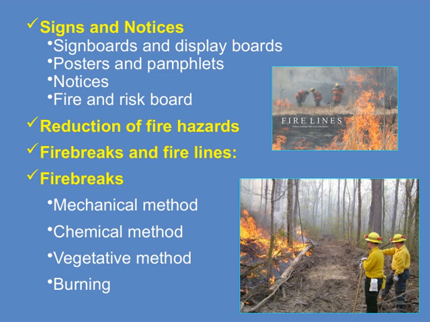There are several ways to establish these fire breaks. The mechanical method involves physical removal of combustible material, like plowing or bulldozing to create a barrier. Chemical methods use fire-retardant substances to slow down or stop the fire's progress. Vegetative methods involve managing and clearing vegetation to reduce fuel loads, thinning out trees, or removing underbrush.